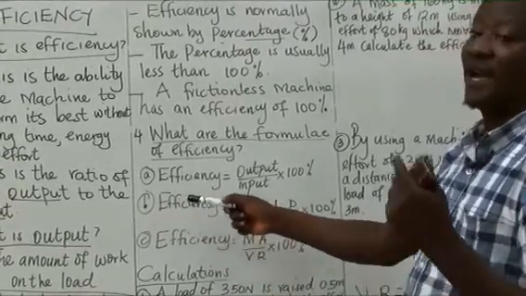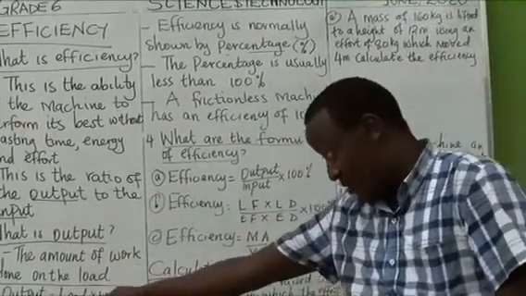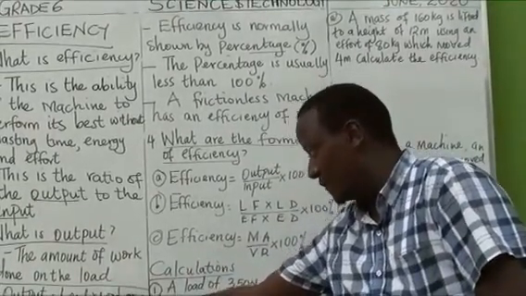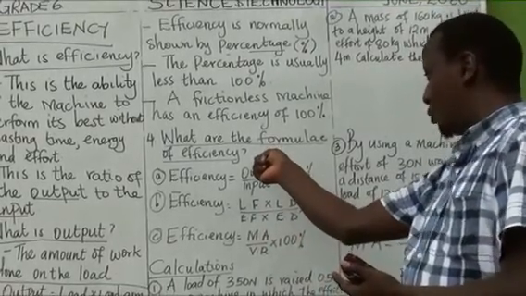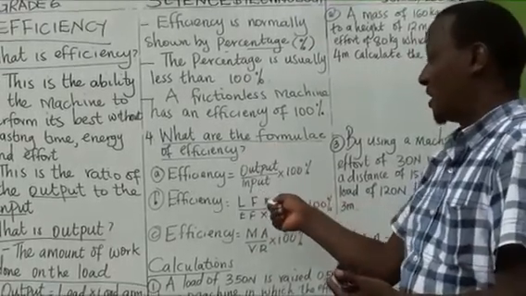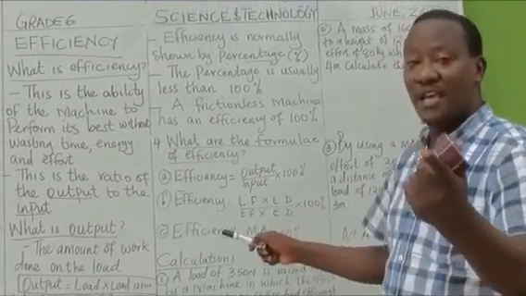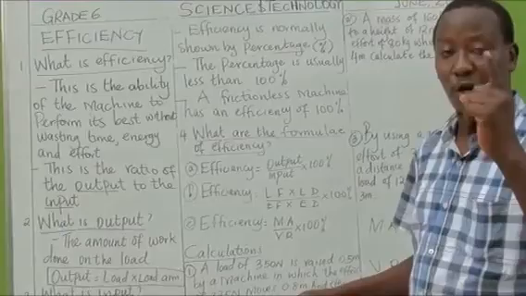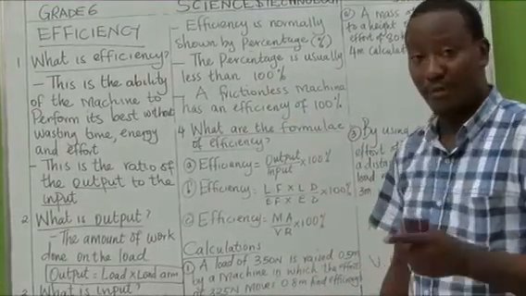Efficiency also can be calculated now by load force times load distance. If you remember, we said output is the same as load force times the load arm. So this is standing for output. So instead of using output, you can still use the formula: load force times load distance over the effort force times the effort distance. But don't forget to multiply it by 100% because it has to be shown by percentage.